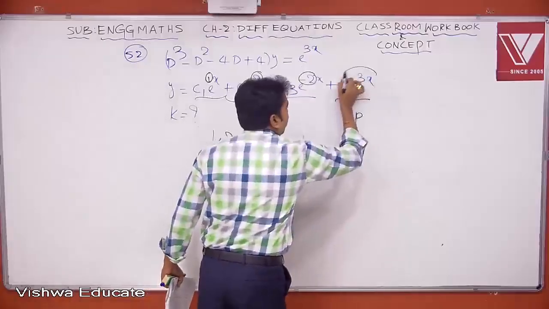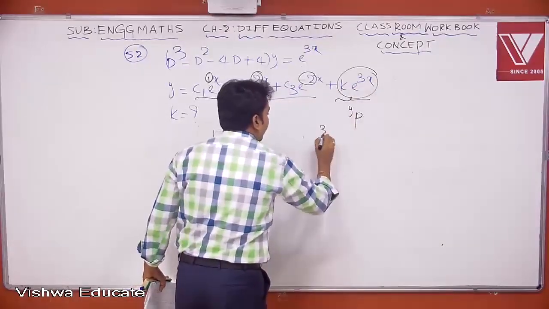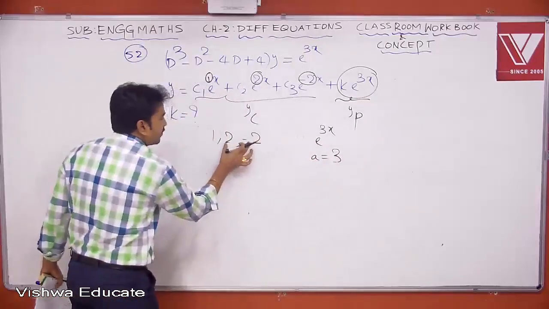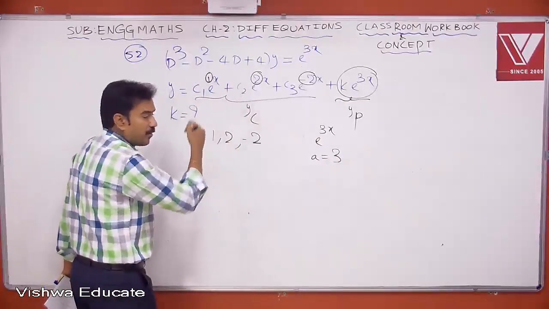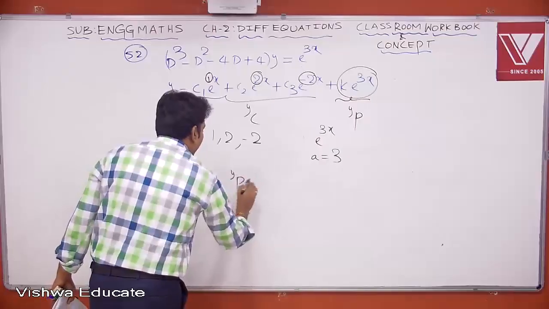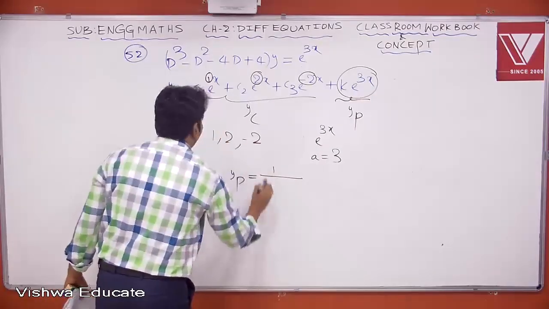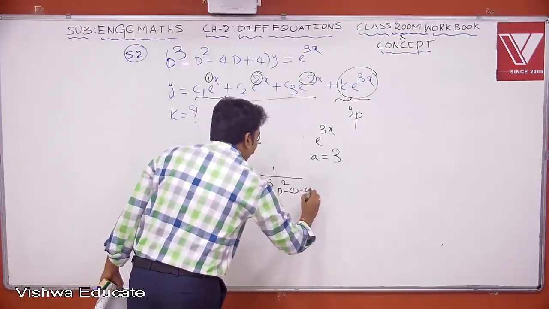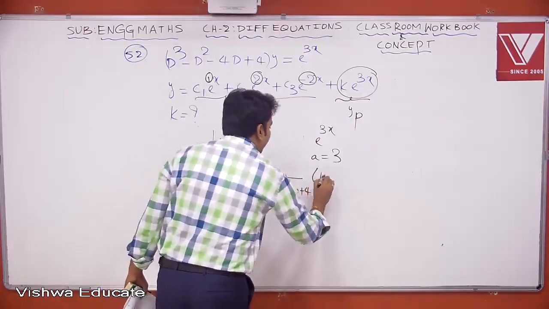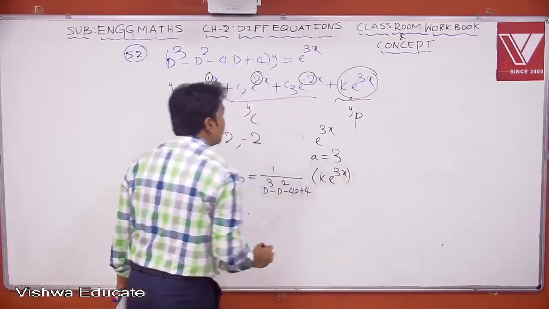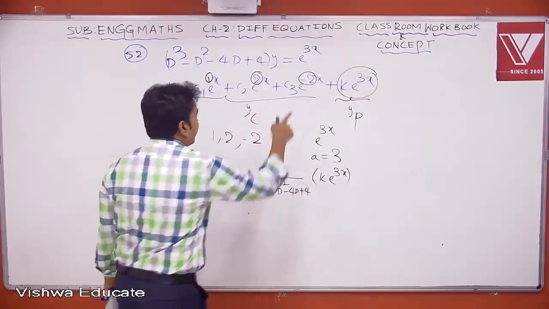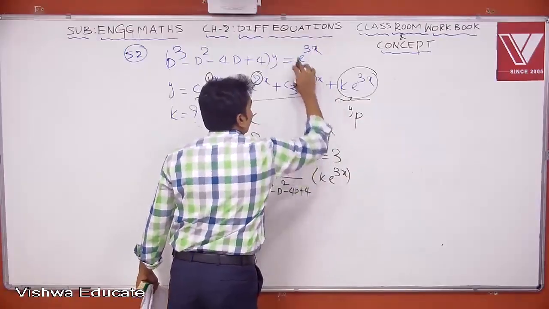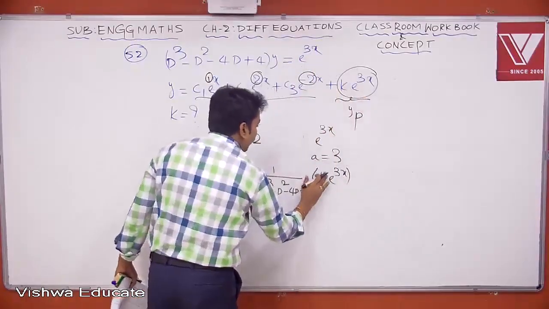Here, when you are finding the particular integral, this is e^(3x), which means the a value is 3. Therefore 3 is not a root of this equation, so you can apply case 1 to get the particular integral. So yp equals 1 divided by (D³ − D² − 4D + 4) of k times e^(3x). This must be equal to k e^(3x).